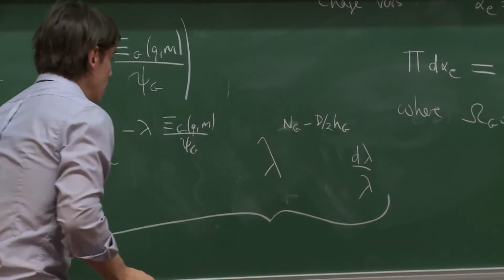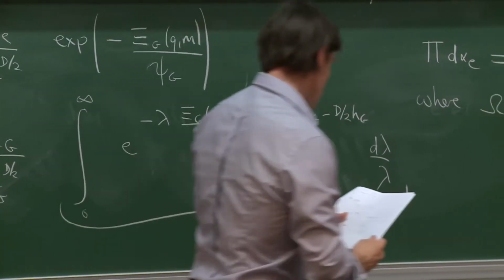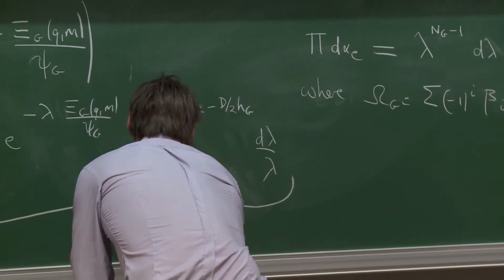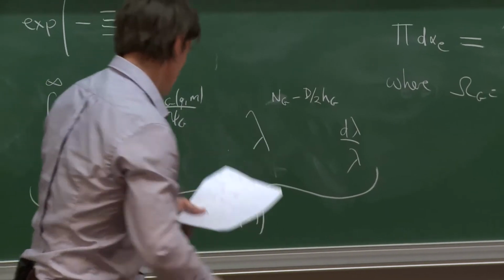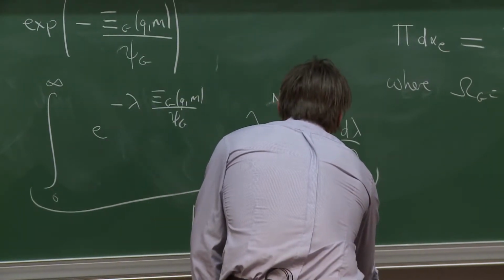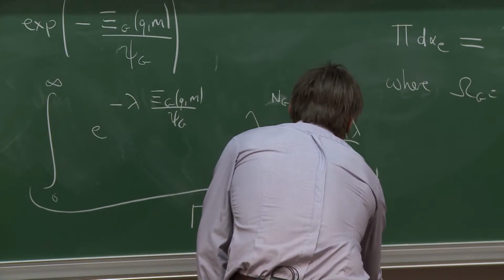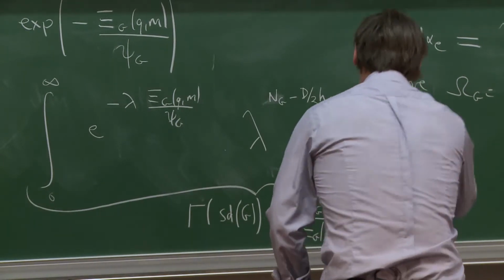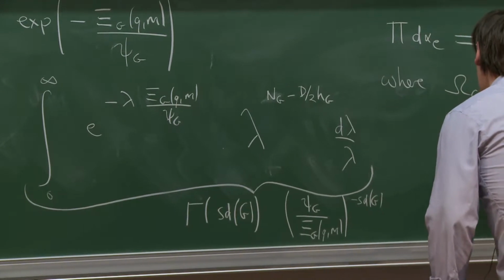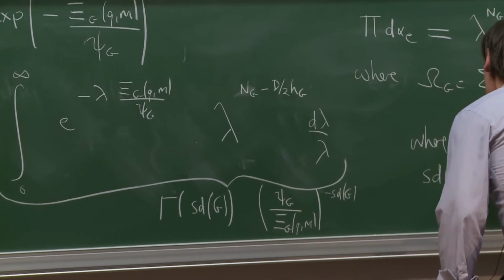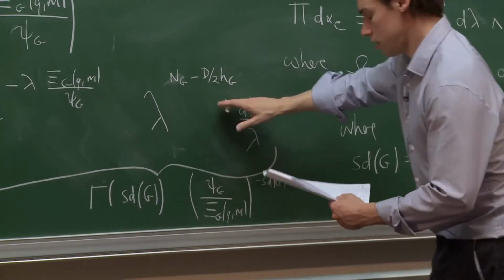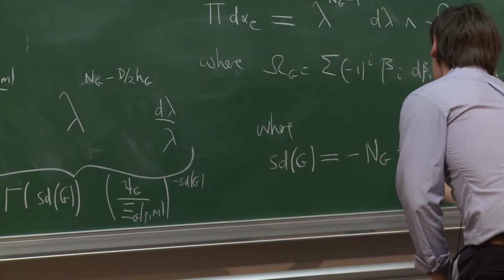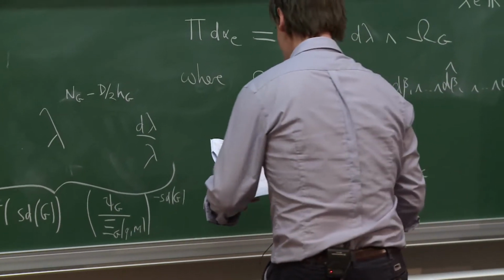And it produces a gamma value, gamma of what I'm going to call SDG, times psi g over psi g qm to the minus SDG, where SDG is essentially this quantity which pops out, which is minus the number of edges plus d over 2 times the number of loops.